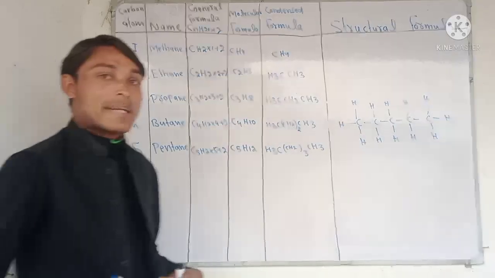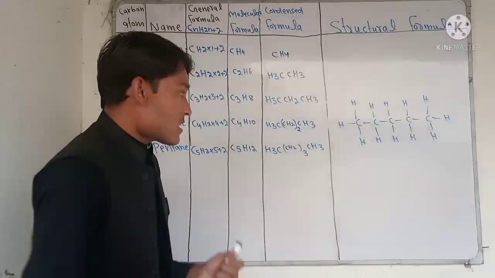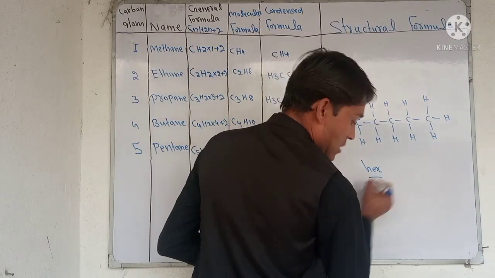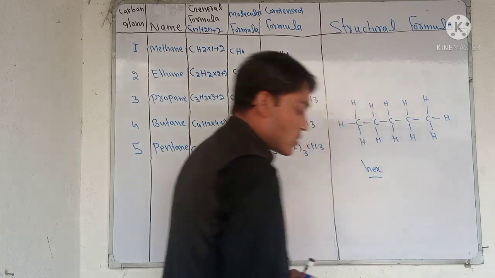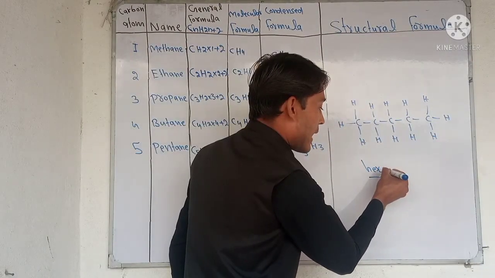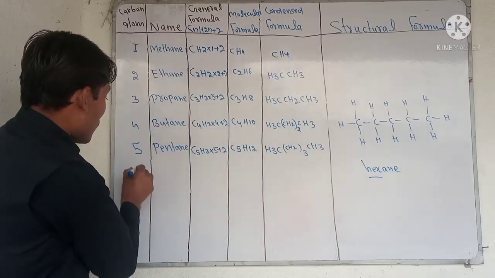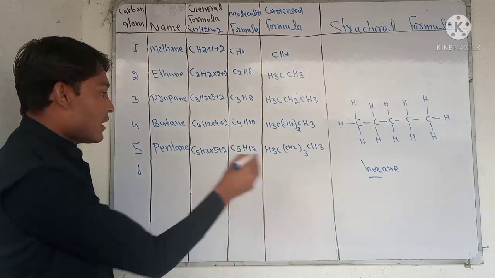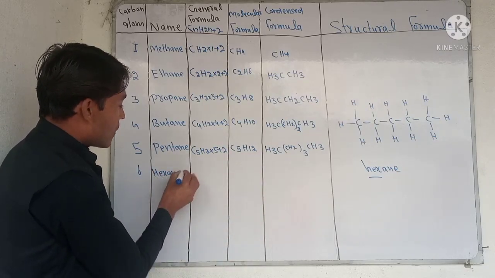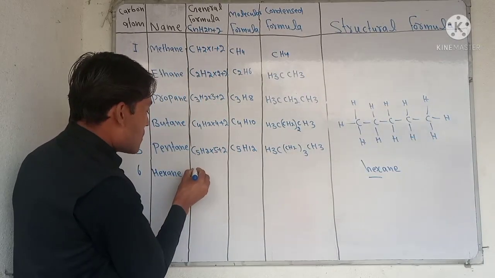Now if we talk about hexane, we have to remember the word hex. Hex is basically used for carbon number 6. And as you know, for alkanes we add ane, so for carbon number 6 the name will be hexane.